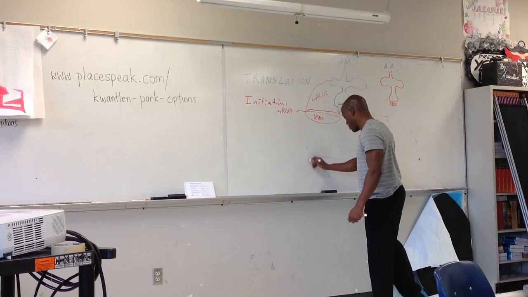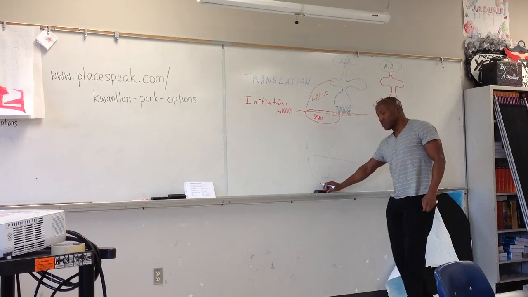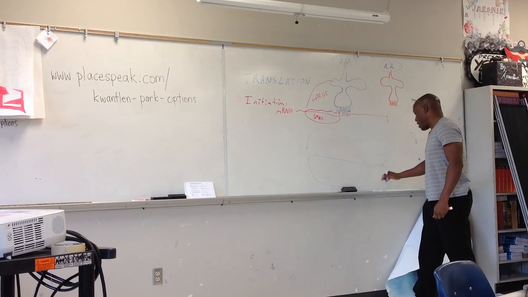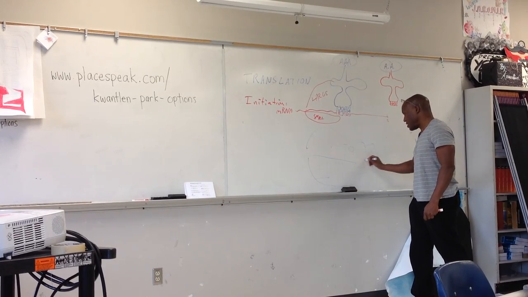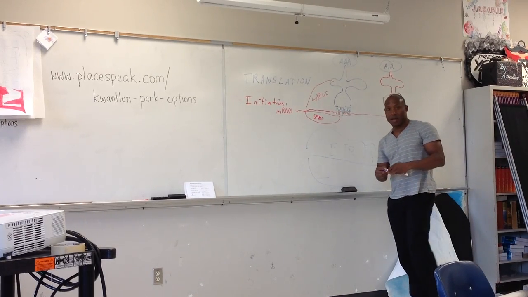Okay, no one can see that. So this is kind of like a quick and dirty diagram of the ribosome, and we're going to have an A site. I believe it's a P site and an E site. Does that match what you got?